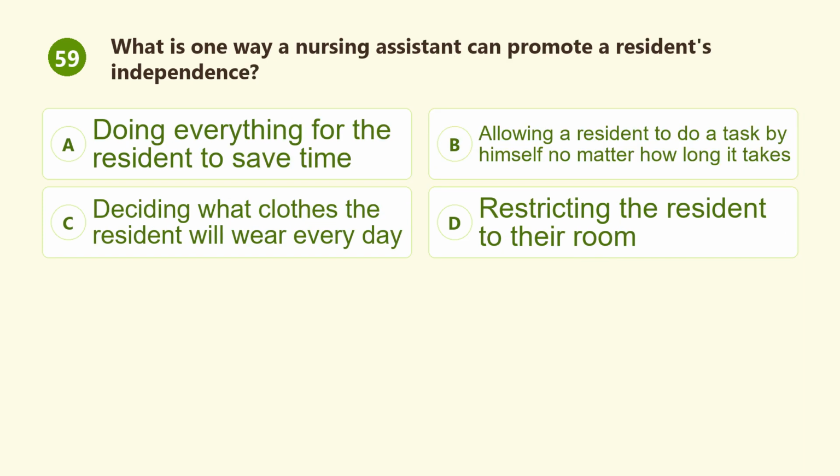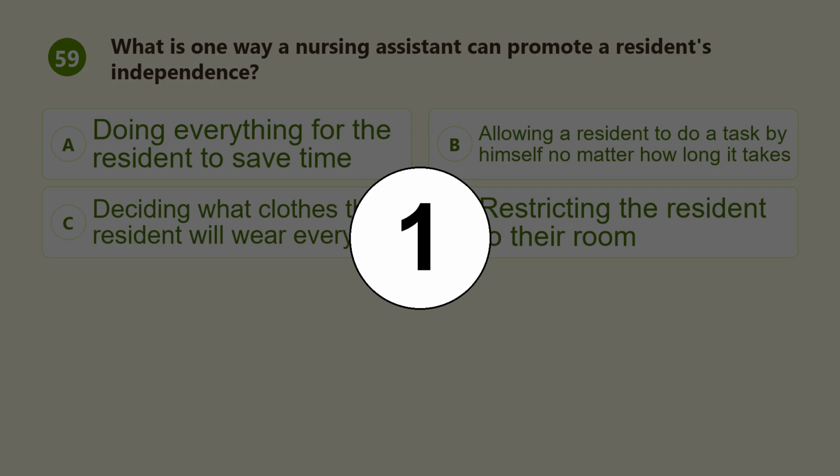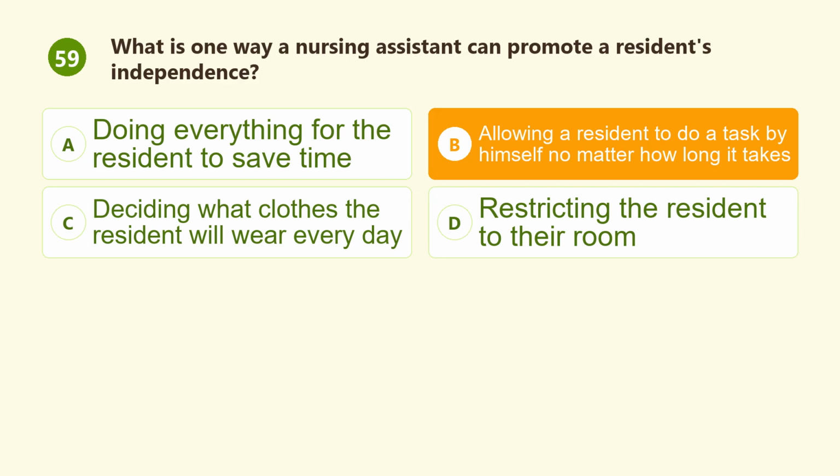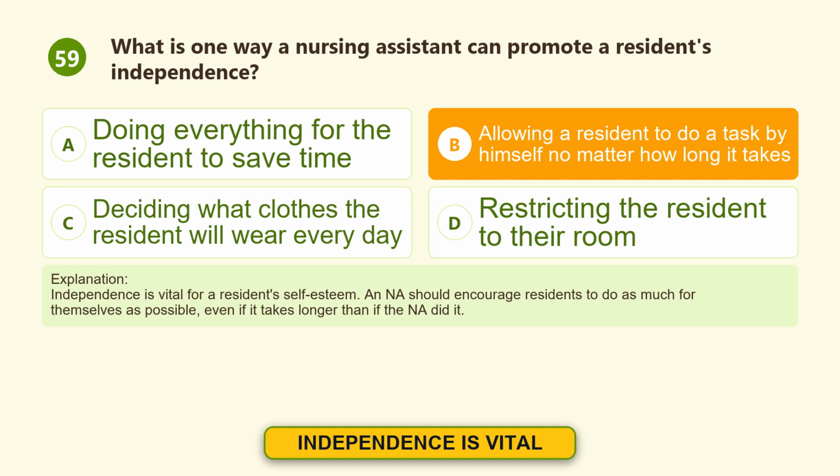Question 59. What is one way a nursing assistant can promote a resident's independence? Option A, doing everything for the resident to save time. Option B, allowing a resident to do a task by himself no matter how long it takes. Option C, deciding what clothes the resident will wear every day. Option D, restricting the resident to their room. The correct answer is option B, allowing a resident to do a task by himself no matter how long it takes. Independence is vital for a resident's self-esteem, and NAs should encourage residents to do as much for themselves as possible, even if it takes longer than if the NA did it.